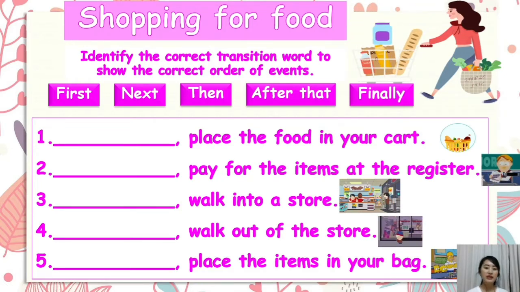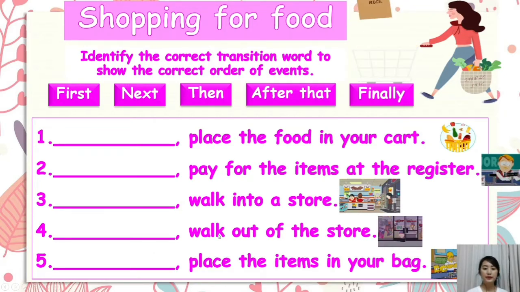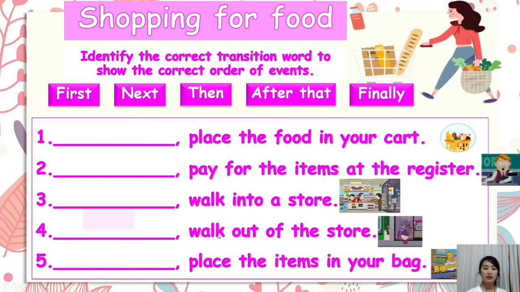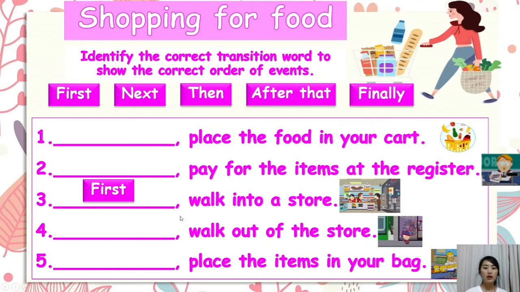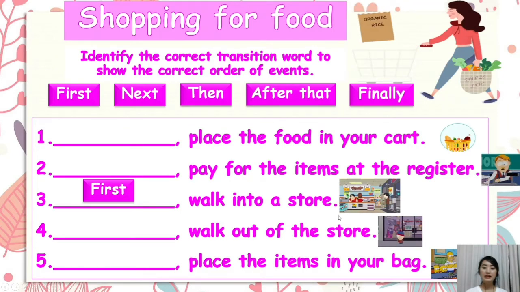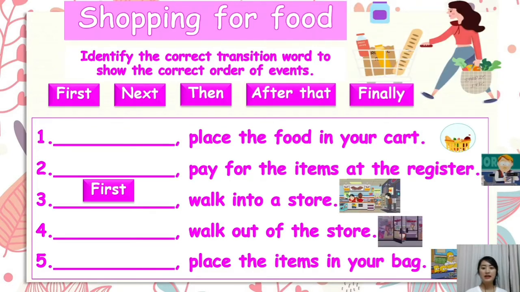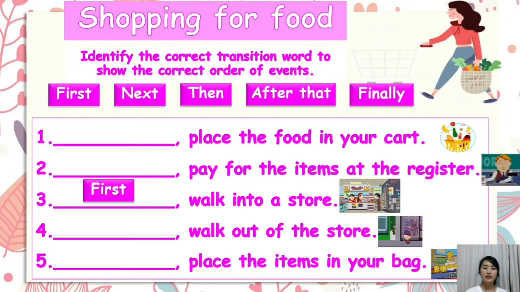So what is the first step? What number is it? Number 3. Okay, so the first step is to walk into a store. Everybody, let us read. First, walk into a store. Like you go inside 7-Eleven, go inside Tesco. Now, what is the next step?